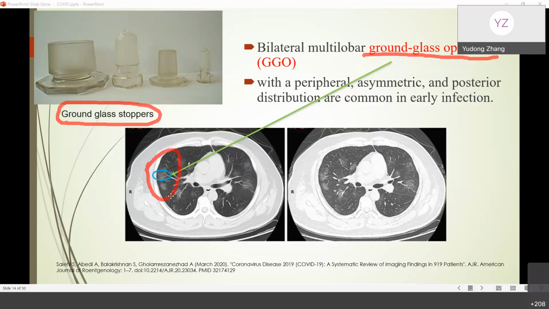A healthy person will have crystal clear lungs. You can't see anything. But for a COVID-19 patient, you will see many ground glass opacities, these symptoms that take place in your lung chest CTs.